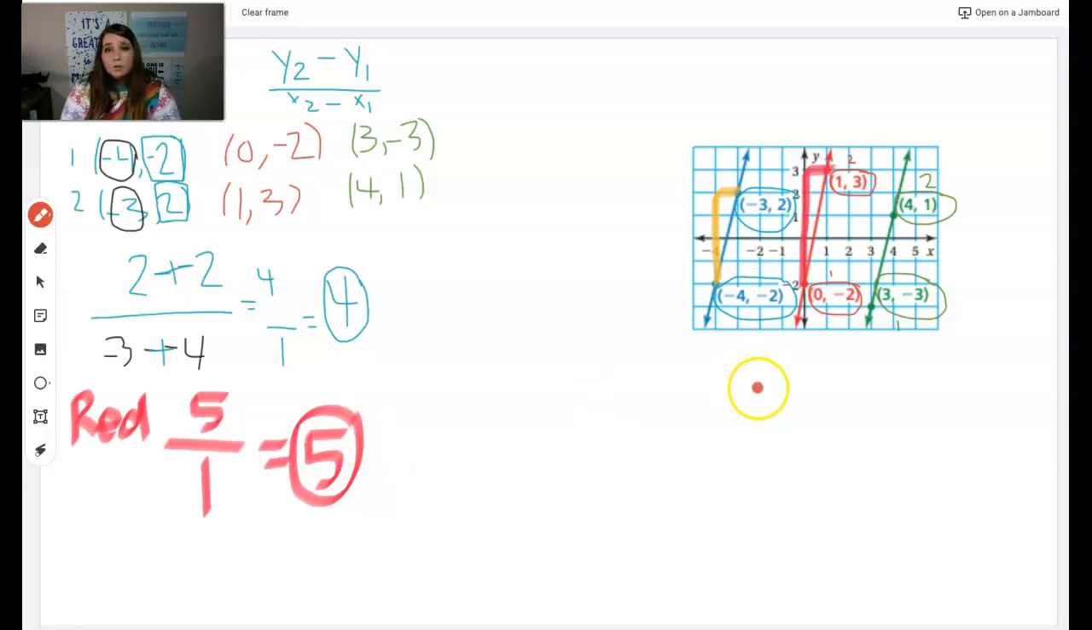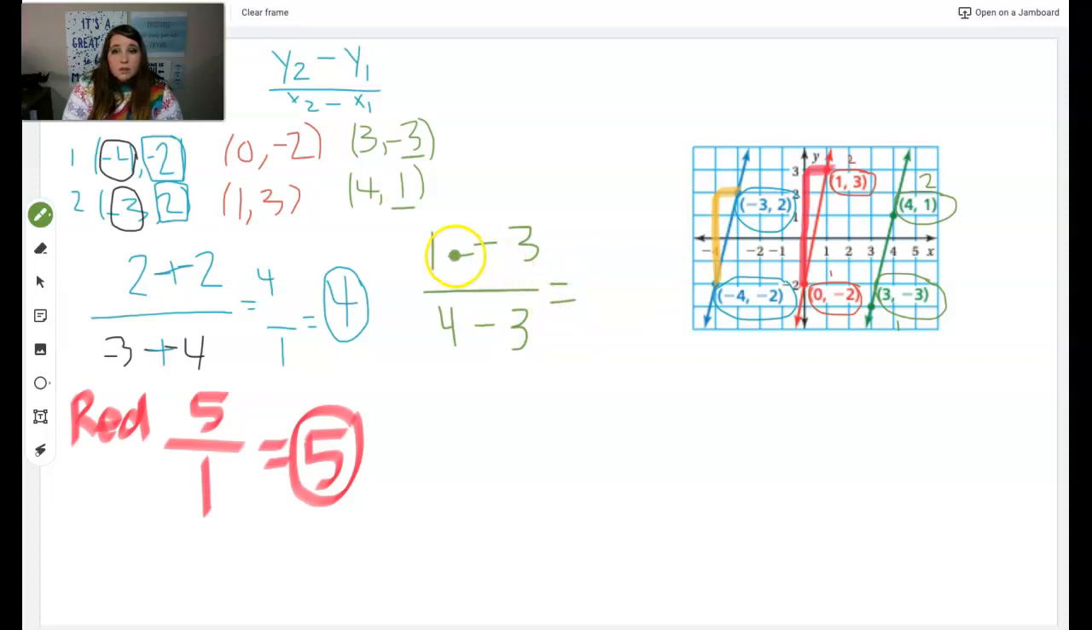So now let's go ahead and check out the slope of the green line. Again, let's practice with the y values. This was point number 1, and this is point number 2. Point 2 comes first. So 1 minus a negative 3 over the x of point 2, which is 4, minus the x of point 1, which is 3.